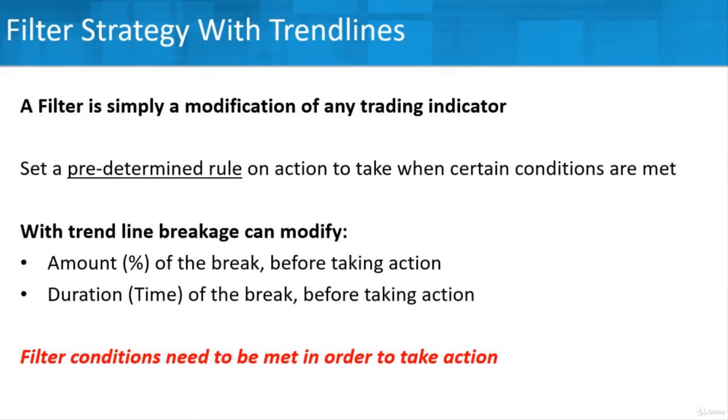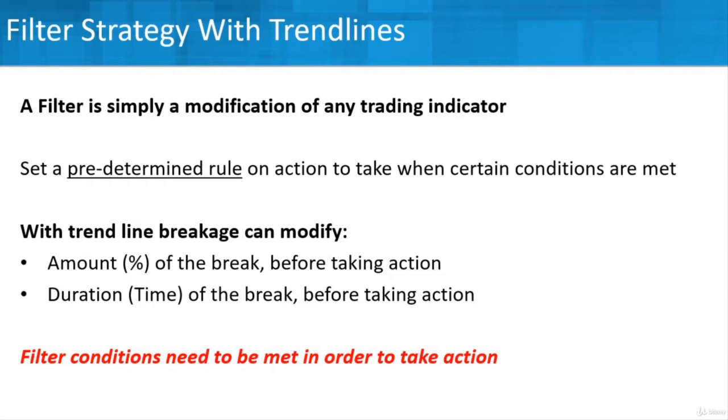So at its base level, a filter is simply a modification of any trading indicator. And basically, you're setting a predetermined rule on an action that you'll take when certain conditions are met. All right. So that's just the key thing. It is predetermined. You've already decided that when this happens, then you will take a certain amount of action. And we're talking about this specifically with trend lines, but you can use filters with different types of indicators as well. And some work better than others when we get into the lessons around, more detail around filters with other types of indicators.